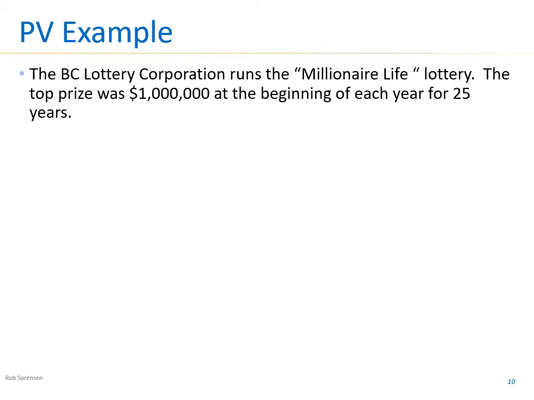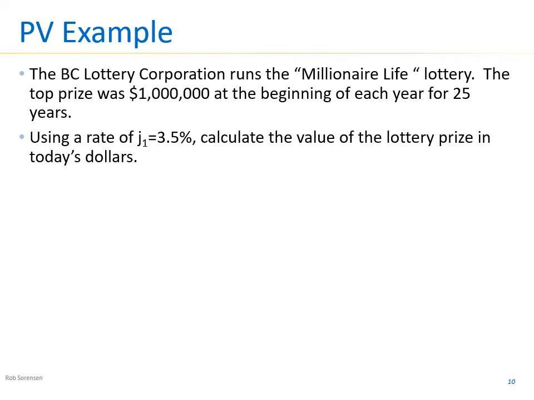First, the BC Lottery Corporation has all kinds of lotteries, and some of them offer payments over time. One of them that they've had in the past is a Millionaire Life Lottery. The top prize is $1 million a year at the beginning of each year for 25 years. What's that worth in today's dollars, really? We know it's not going to be a full 25 million because we get interest on there. We're going to discount those amounts. Let's go ahead and do that. Find out what we'd get in today's value.